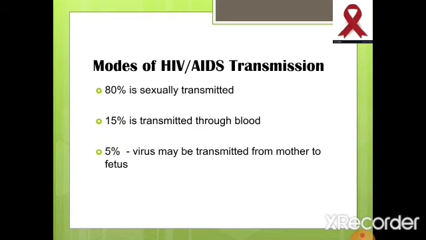Modes of HIV transmission. 80% is sexually transmitted. About 15% is transmitted through the blood. That is, drug abusers use the same needle without any sterilization for intravenous injection. And the risk of getting HIV is high in patients who receive blood transfusion many times. And the remaining 5% of virus may be transmitted from mother to the fetus through the placenta.